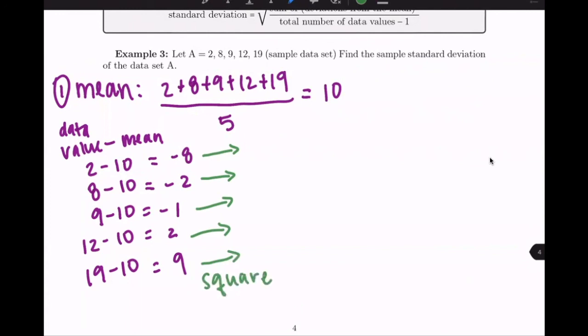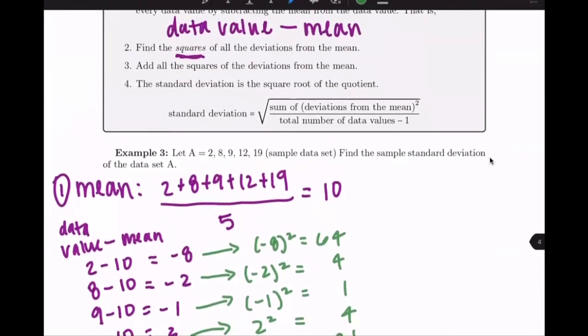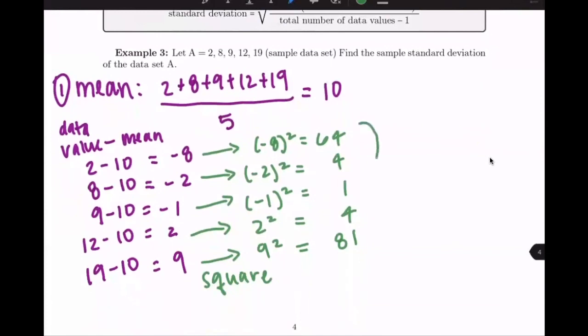So -8 squared is 64. -2 squared is 4. -1 squared is 1. 2 squared is 4. 9 squared is 81. Okay. Now that we have squared all of the numbers, we can look at the next step. The next step says add all the squares. So step 3 is to add these up. Okay. I got 154.